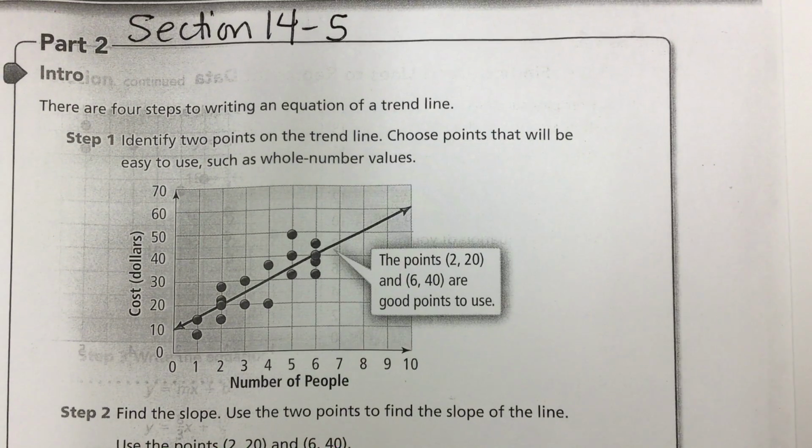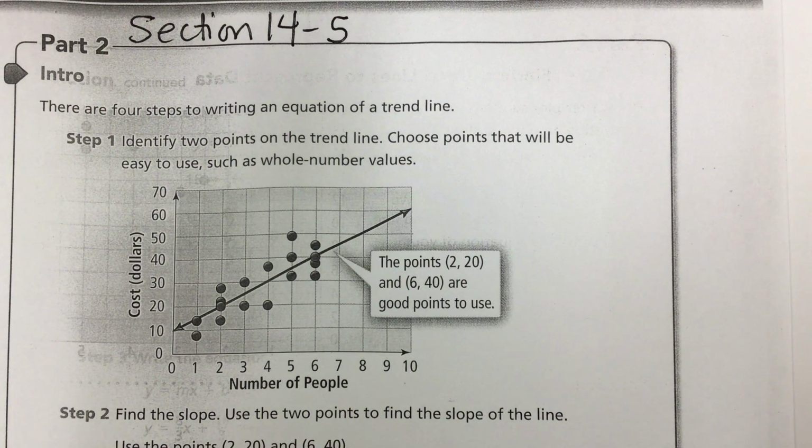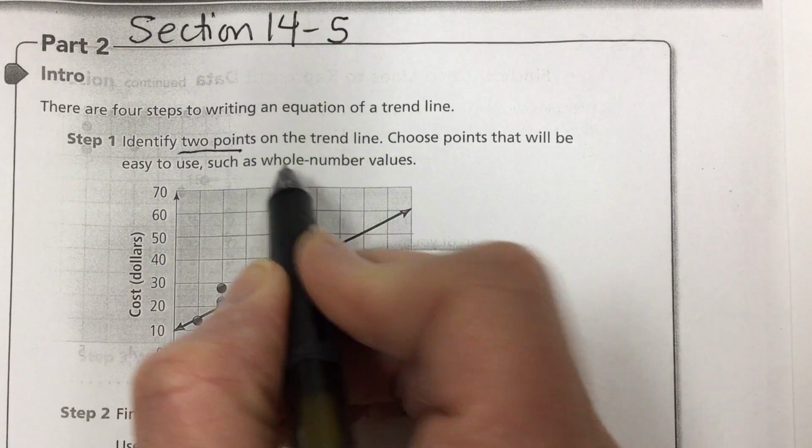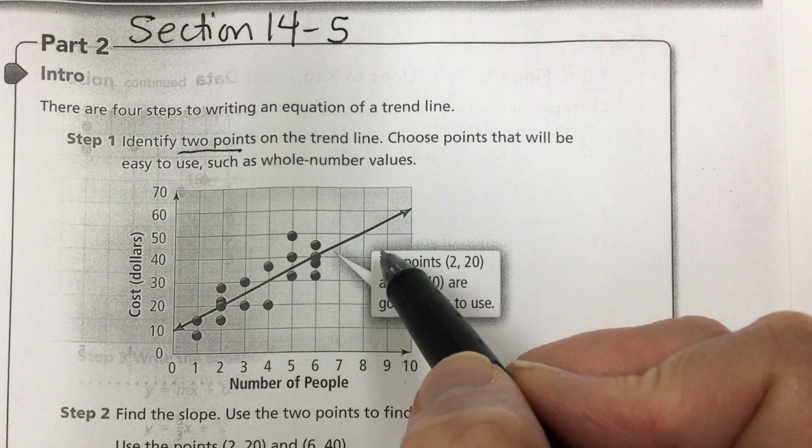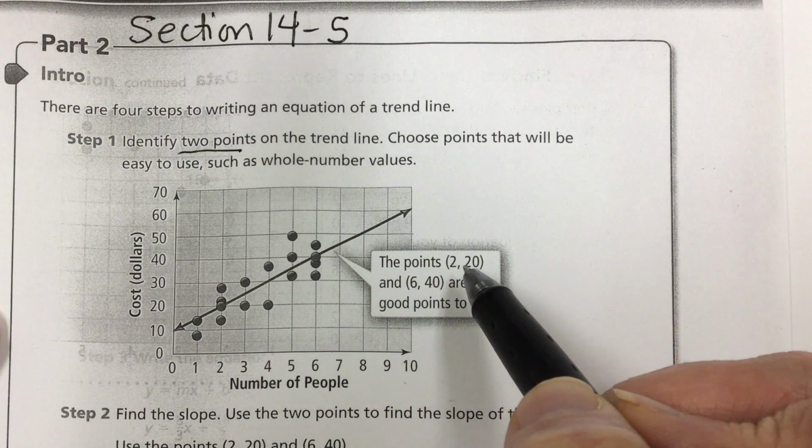Section 14-5, Part 2. There are 4 steps to writing an equation of a trend line. Step 1. Identify 2 points on the trend line. Choose points that will be easy to use, such as whole number values.